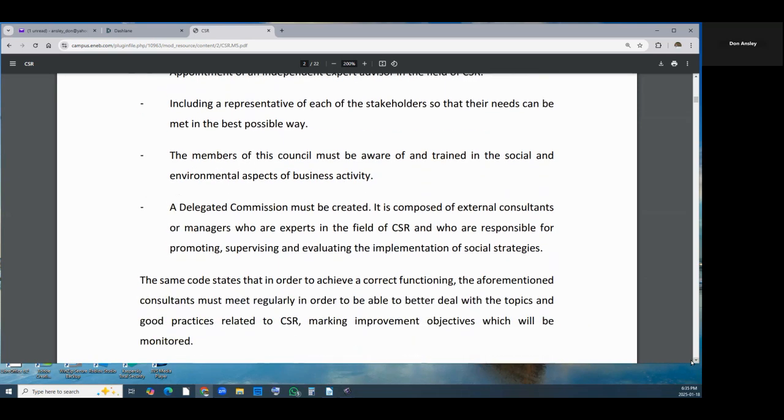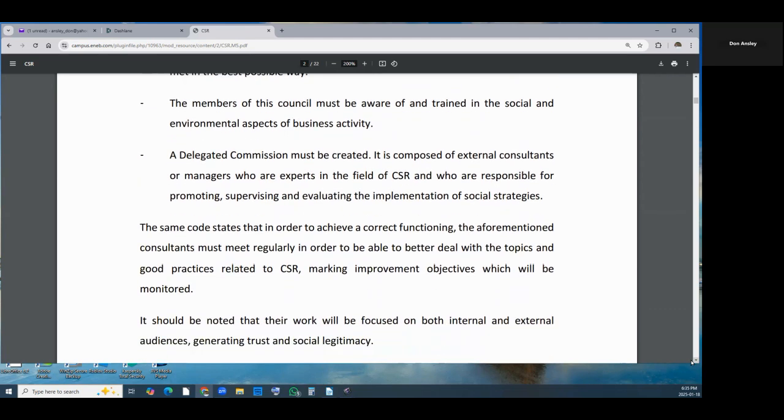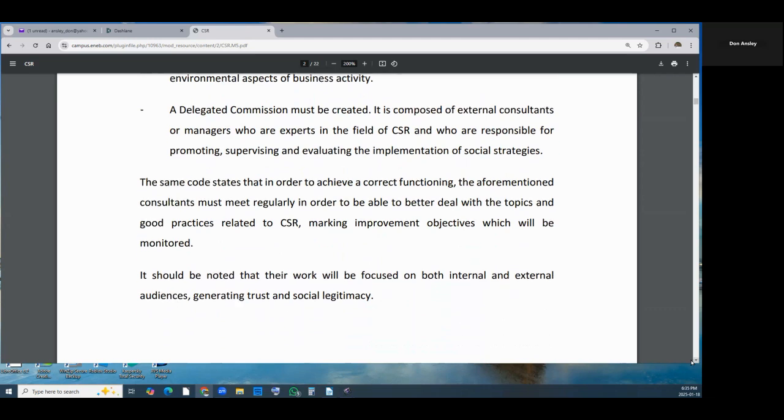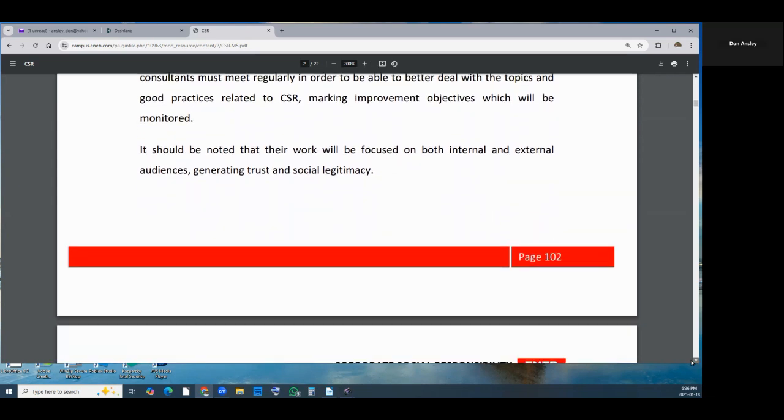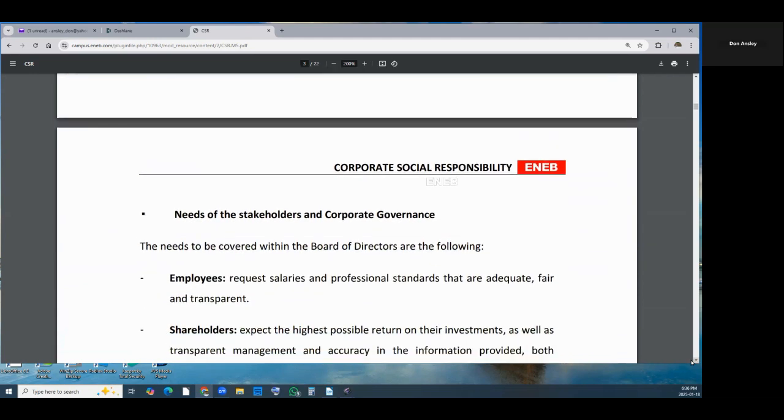A delegated commission must be created. It is composed of external consultants or managers who are experts in the field of CSR and who are responsible for promoting, supervising, and evaluating the implementation of social strategies. The same code states that in order to achieve correct functioning, the aforementioned consultants must meet regularly in order to better deal with topics and good practices related to CSR. Improvements will be marked and objectives will be monitored. It should be noted that their work will be focused on both internal and external audiences, generating trust and social legitimacy, and addressing the needs of the stakeholders and the corporate governance.